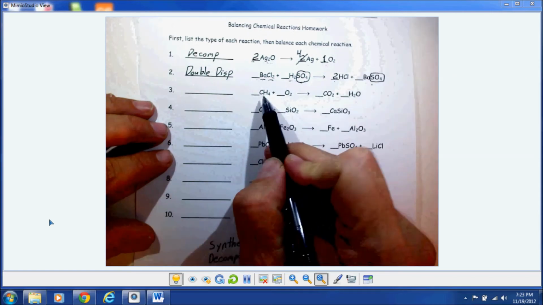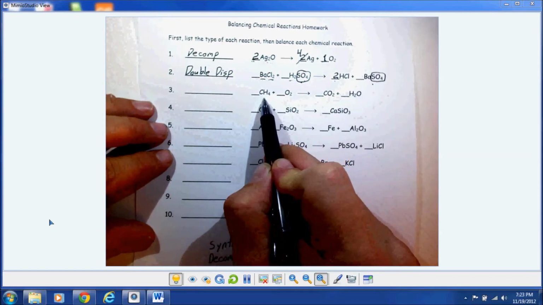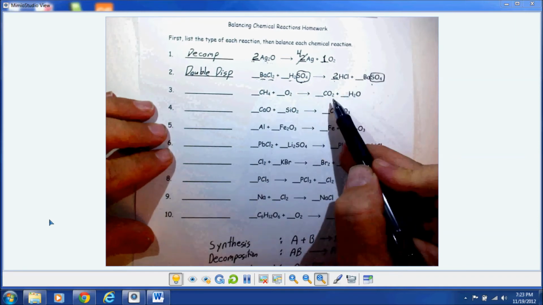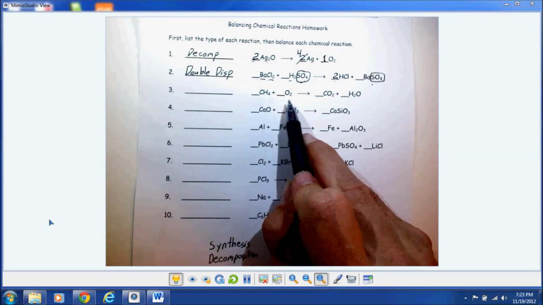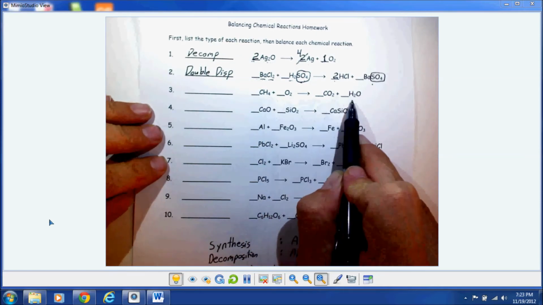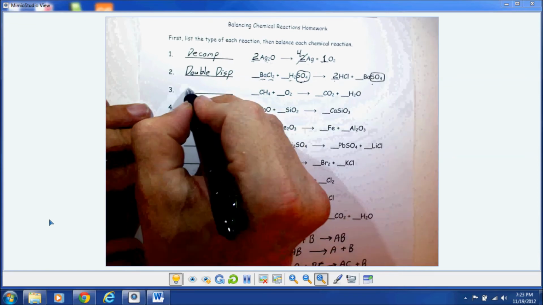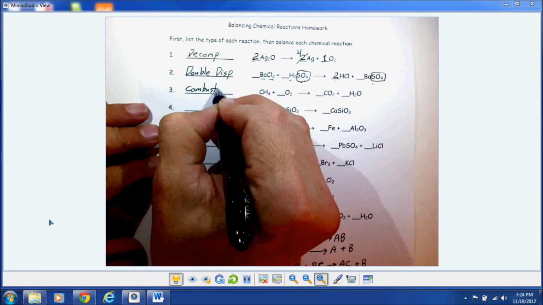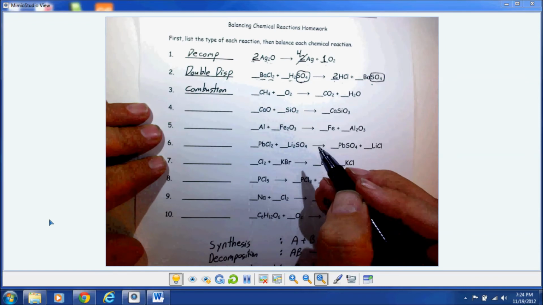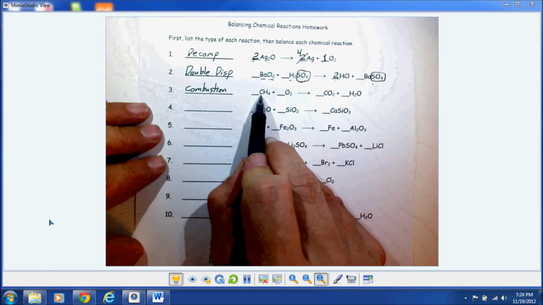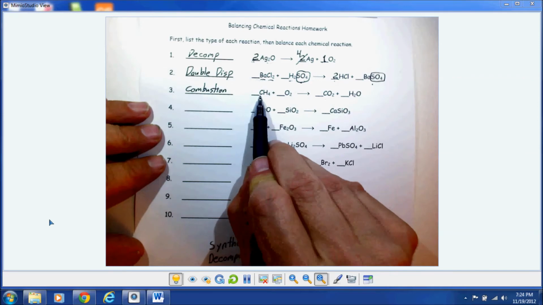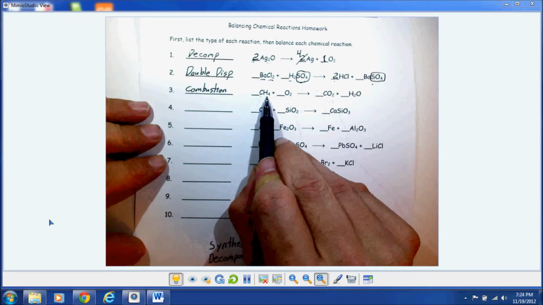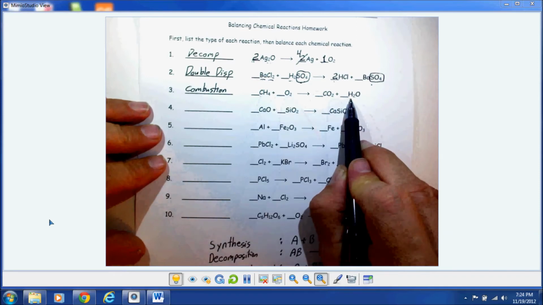The next equation, I have CH4, otherwise known as methane, plus oxygen yields CO2 and water. The fact that we have a hydrocarbon and oxygen as reactants and carbon dioxide and water as products indicates that this is a combustion reaction. In order to balance it, first I'll look at the number of carbons. I see that there's one here and there's one here. So far so good. Here I see that there are 4 hydrogens, but there are only 2 on this side.